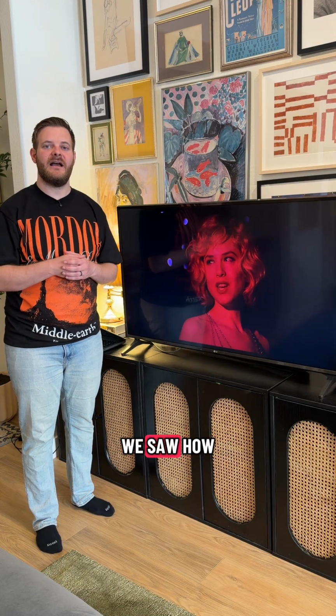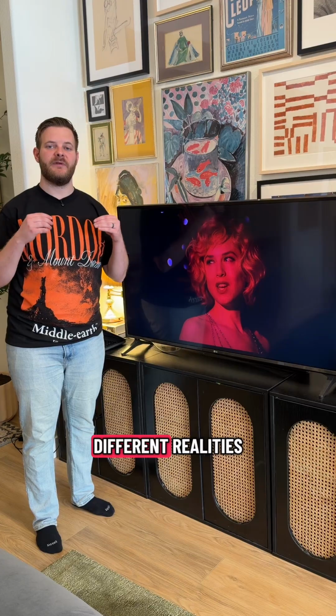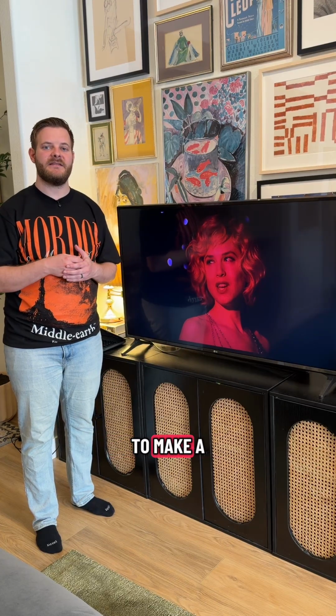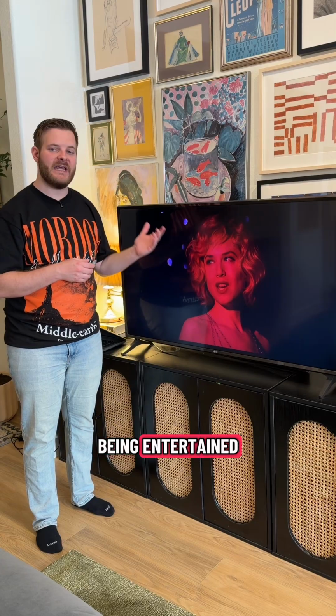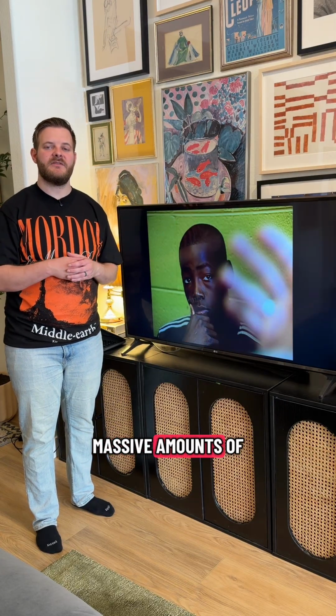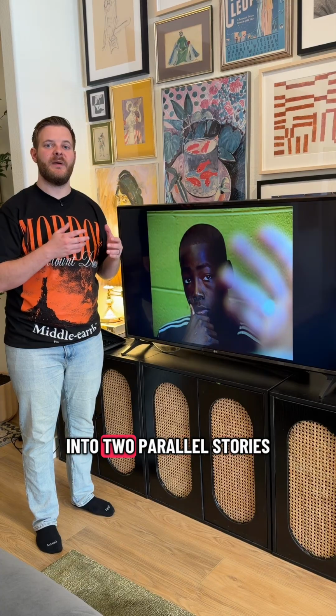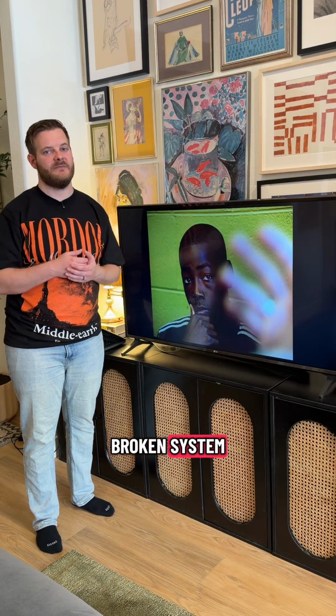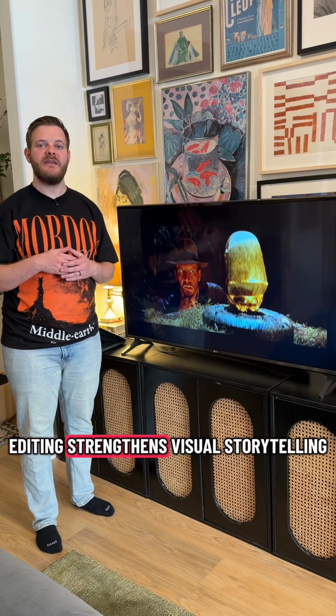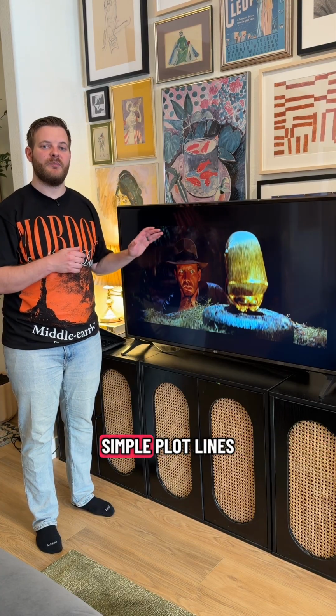In Chicago, we saw how editing communicated the existence of two different realities and then brought them back together to make a statement about the world's obsession with being entertained. In Hoop Dreams, we saw how massive amounts of raw footage could be organized into two parallel stories that highlighted a broken system. In Raiders of the Lost Ark, we saw how editing strengthens visual storytelling so that even simple plot lines can be some of the most engaging cinematic experiences.